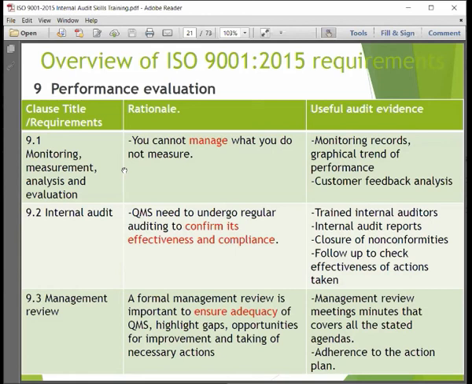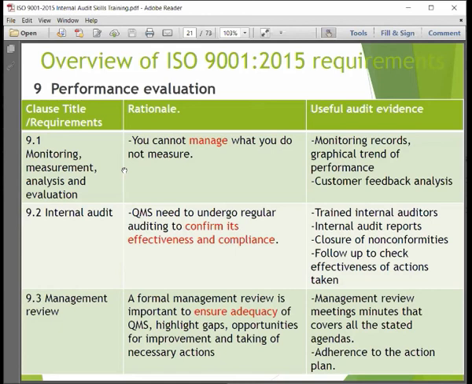So if you are to audit such a requirement in an organization, first you want to see they have trained internal auditors, competent people to do it. Like for those who are in attendance, yes, you will be given even certificates. Internal audit reports that have been generated, you look at them to confirm that audits have been done. Closure of non-conformity.